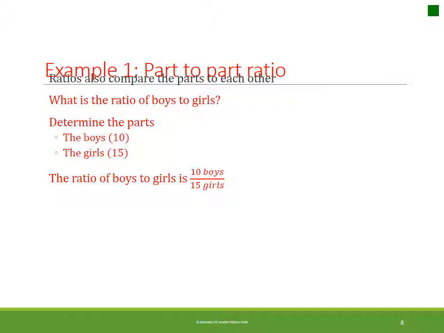The ratio of boys to girls is 10 boys to 15 girls, or you could simply write it as the ratio of boys to girls is 10 to 15. I included the units in my fraction, but since I have the units in my statement, I don't have to include them in the fraction. Conversely, if we were asked what's the ratio of girls to boys, that would be 15 to 10. In ratios, order matters. The first quantity that's mentioned is always the first quantity in the ratio.